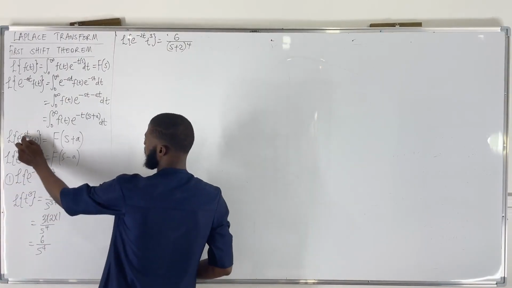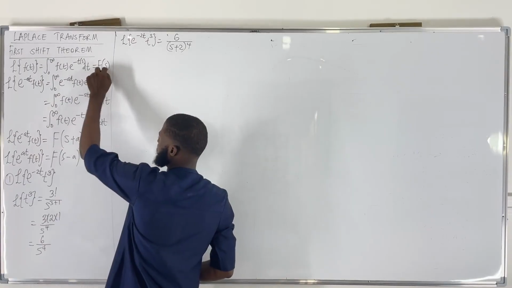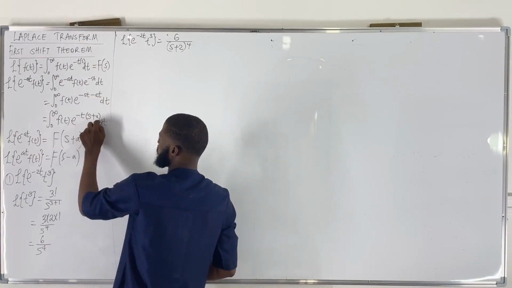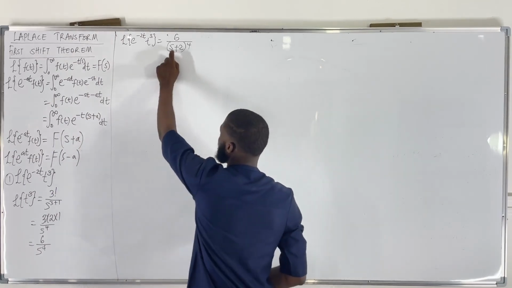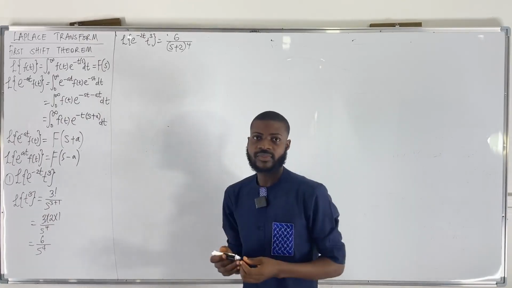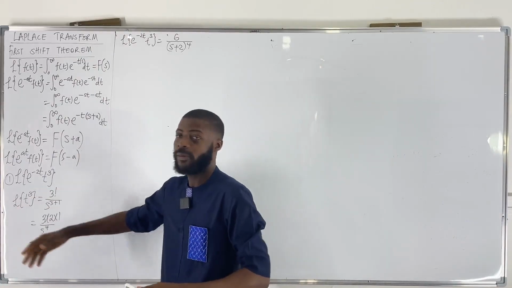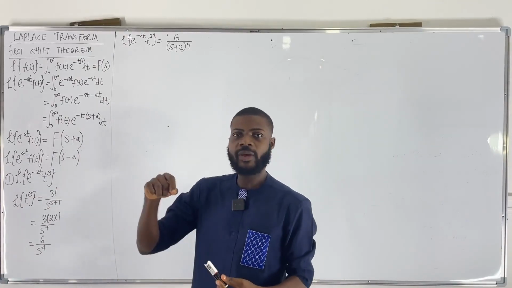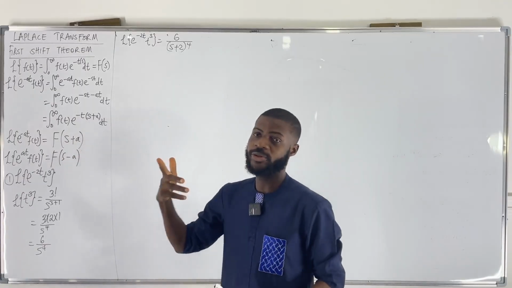Now if you come here, this minus here means I'm going to be replacing my s. Anywhere I see s, I'm going to replace s with s plus a. So this will have minus here, this will become s plus 2. That was why I replaced the s here with s plus 2. That's just the first shift. It's basically the same thing as finding the Laplace transform of something, but then, anywhere we see s, we're going to replace s with s plus a. That's what we're going to be doing.